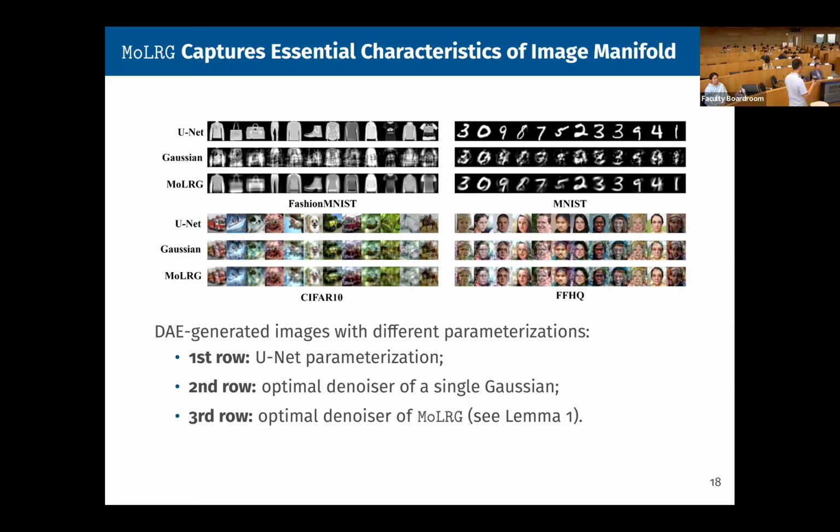Which means that the mixture low-rank Gaussian indeed captures essential characteristics of image distribution. However, if you run this experiment on a more complicated data set like CIFAR or FFHQ, the analytically derived denoiser captures the core structures, but it loses the fine details. Which means it's acting only as a local approximation. It doesn't capture all the details of images. We still need these kinds of nonlinear models.